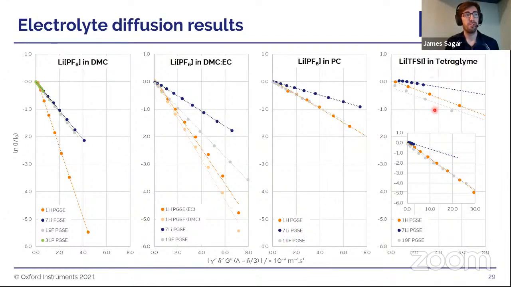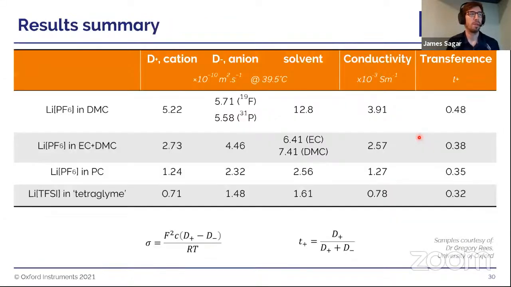The TFSI and tetraglyme has a very different diffusion coefficient overall. As I said, it's much more viscous. We'd expect less diffusion, much larger molecule. And this gives us very similar to the response that we would expect. So if we summarize all of that, then we can see that we have quite big differences in our conductivity across those 4 different electrolyte formulations and quite big differences in our cation transference.